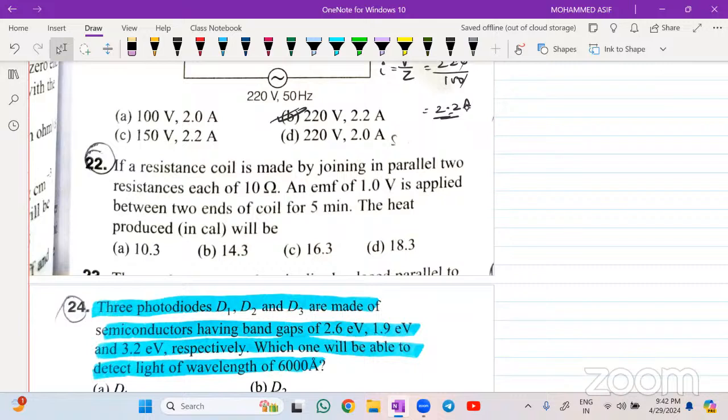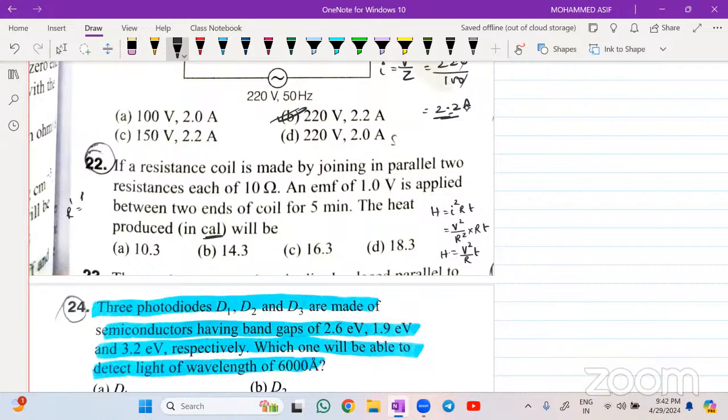Question 22. If the resistance of the coil is made by joining in parallel two resistances each of 10 ohm, an EMF of 1 volt is applied between the two ends of the coil for 5 minutes, the heat produced in calorie, which is very important, will be how much for me? What is the formula for heat produced, beta? H is equal to I square R into T, depends on what you are writing. I is equal to V divided by R, so V square divided by R square into R into T, in terms of potential, so it is V square divided by R into T. This is the heat formula. As the two resistors are in parallel combination, what will be the effective R, beta?